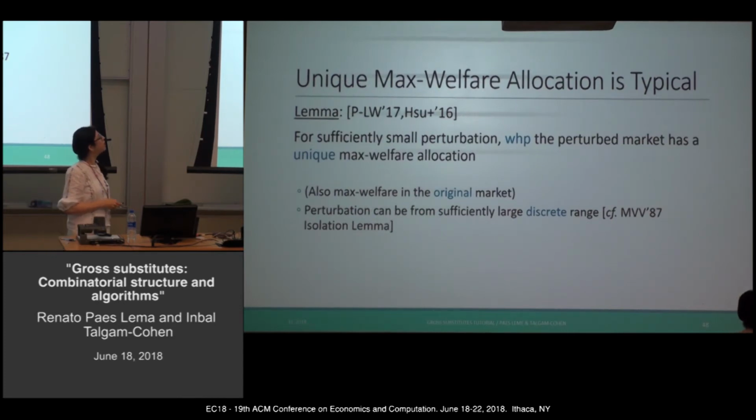And here's the bottom line. It was shown that both of these ways give you, for a sufficiently small perturbation, for a sufficiently small additive valuation, with high probability, a perturbed market that has a unique welfare maximizing allocation. And moreover, the perturbation can come from a discrete range, which is nice because it has some nice properties. Like if you start out with a market with integral values, you can stay with integral values and so on. Just a comment on the model.